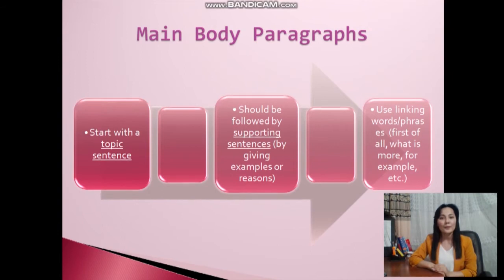So let's move to the main body paragraphs. In the main body, there might be two or more paragraphs. In each of them should be a topic sentence, which introduces or summarizes the main idea of the whole paragraph. A topic sentence should be followed by supporting sentences, which justify the main idea in the topic sentence by giving examples or reasons. You should use linking words and phrases in order to make it more clear.